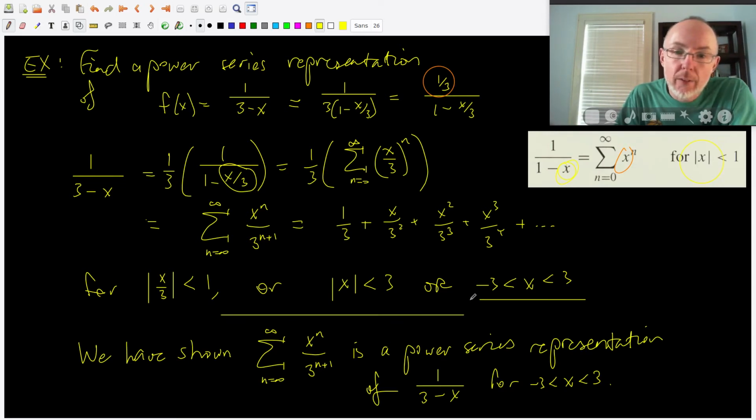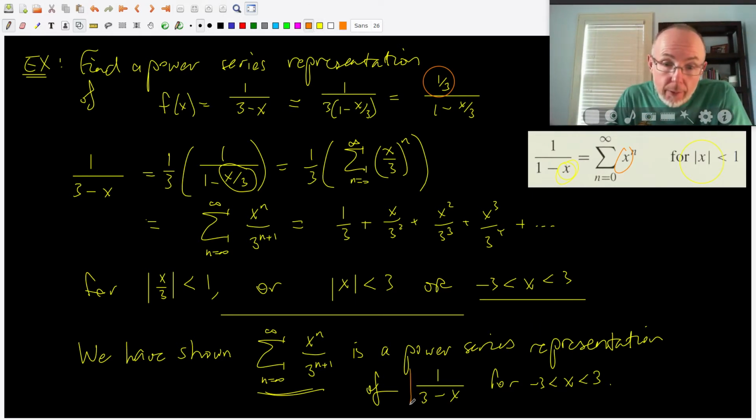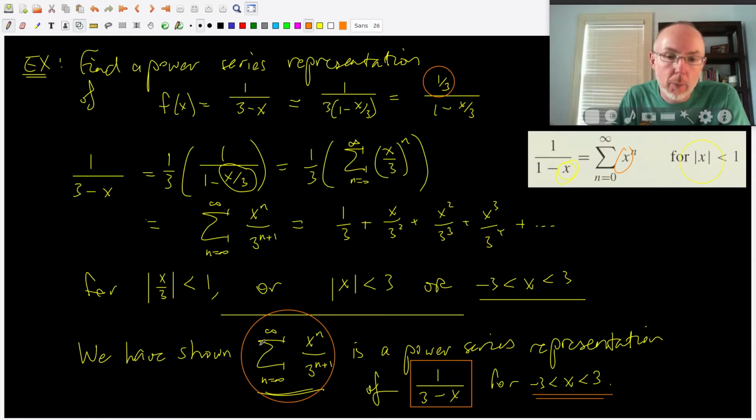And so what we've done is we've shown that this series is a power series representation for this function when x is between minus 3 and 3. This function is defined for all real numbers except for 3. So this function has values everywhere except 3, but it's only got this power series representation when x is between minus 3 and 3, because otherwise this series does not converge. It might go to infinity, it might go to negative infinity, it might oscillate, but it doesn't converge to a fixed number. And so this is the power series representation only in that limited sort of domain.